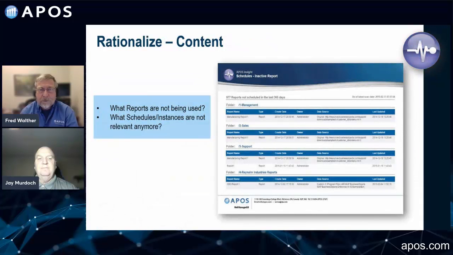We want to be able to get reports out of our system that will tell us what has and has not been used, perhaps what hasn't been used over the last, say, 365 days. Any orphaned instances that were created in the past that are still running, but maybe they're not relevant anymore. Perhaps nobody's even looking at them. So we want to get that kind of information out of our system.